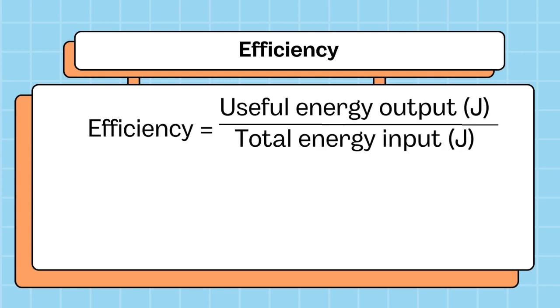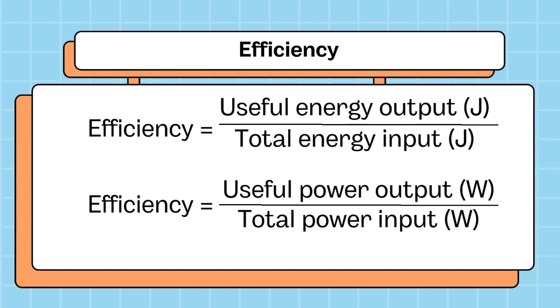There are 2 equations for efficiency. Firstly, the useful output energy divided by the total energy input, both measured in joules. Secondly, we can divide the useful power output by the total input of power, both measured in watts.